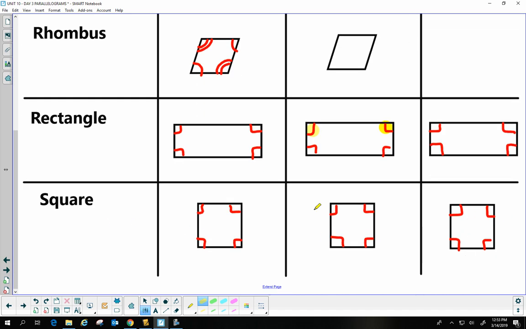And of course, a square has all those properties too because it has all the properties a rectangle does. Opposite angles are both 90. Consecutive angles are both 90, that add to 180. And then, of course, they're all 90. So the thing that makes the square unique is that all the sides are equal and also all the angles are equal.